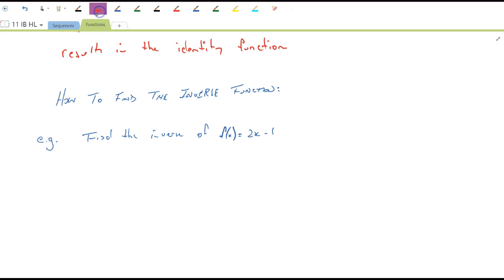Okay, so the first step here is to write it as y equals 2x minus 1. So write it as y equals. Okay, so that's step one. Step two is do an xy switch. So change y to x and change x to y. So that is effect an x y switch.